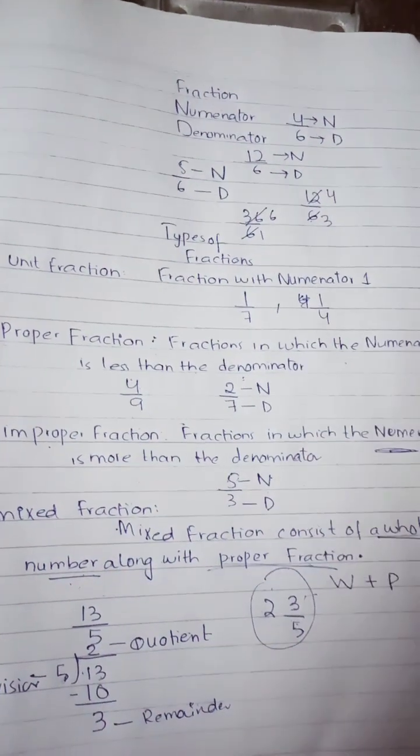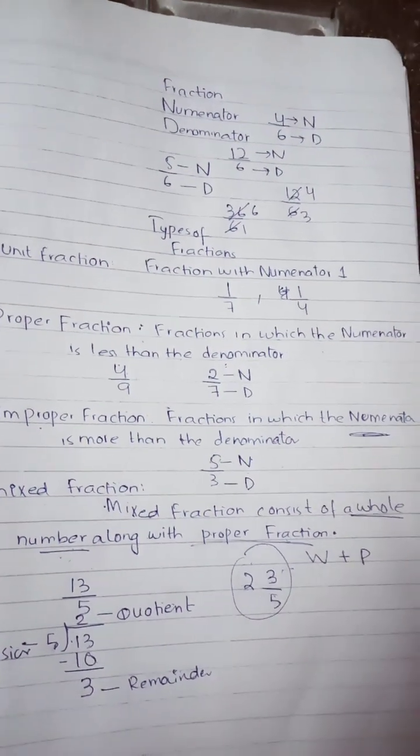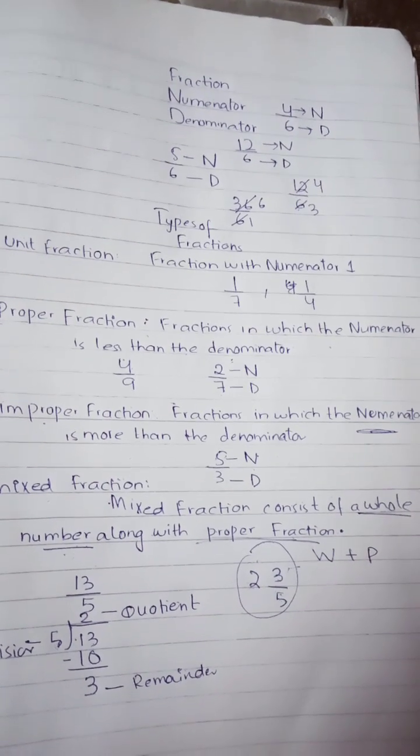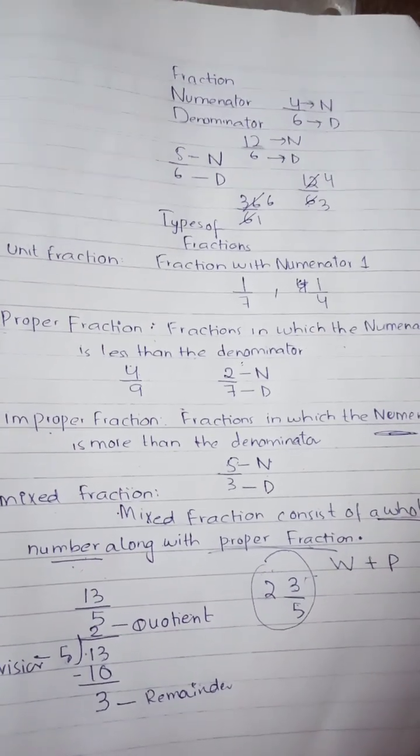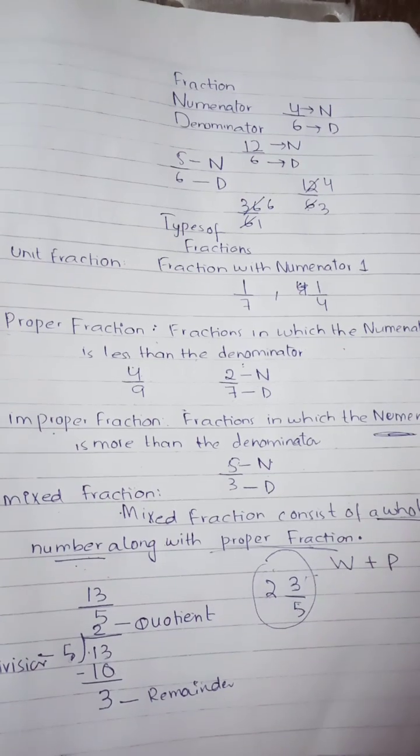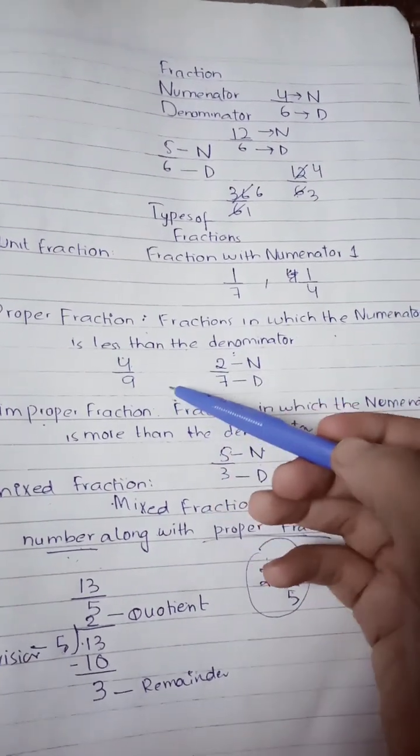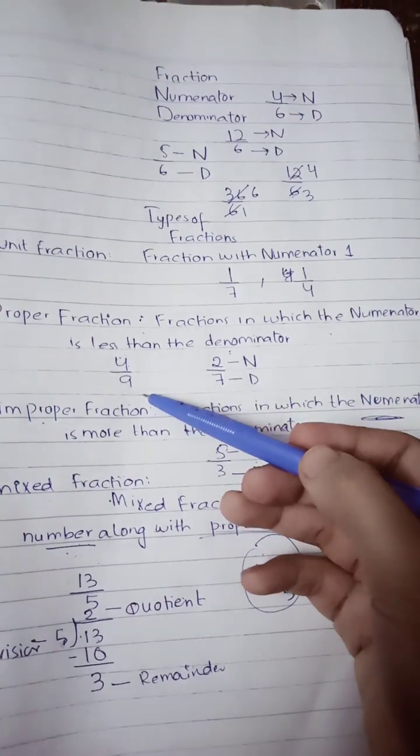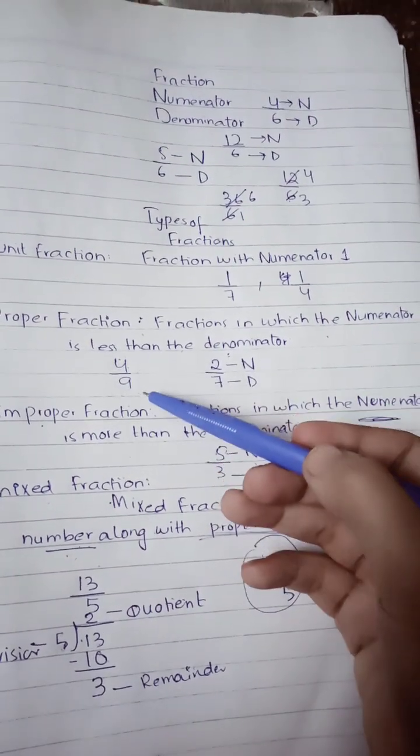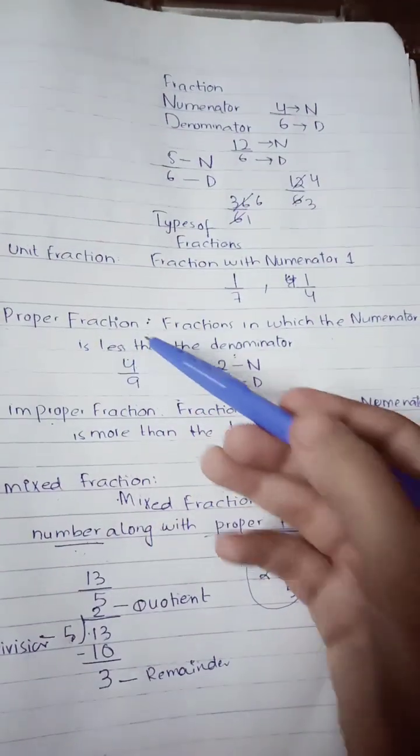Proper fractions. The fractions in which the numerator is less than the denominator are called proper fractions. As you can see, 4 upon 9. Here 4 is the numerator and 9 is the denominator. 4 is less than 9. It means the numerator is less than the denominator, so it is called a proper fraction.